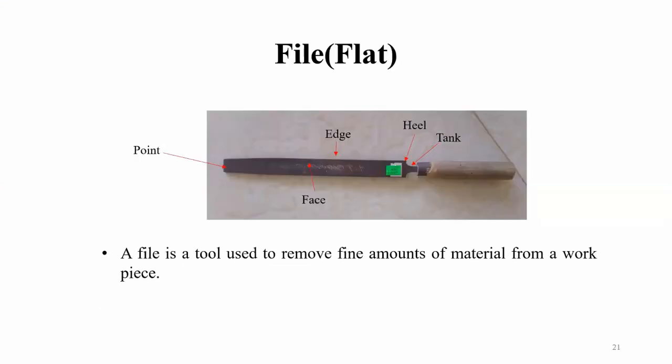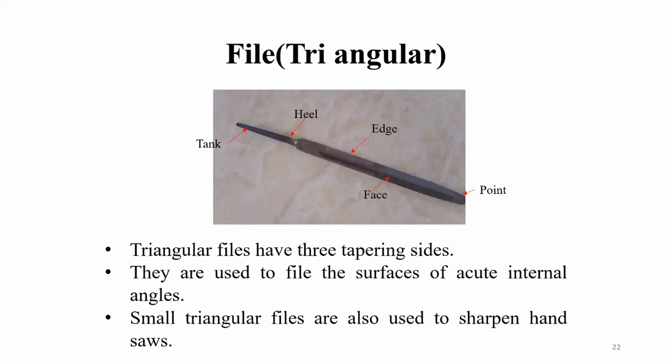And the other one is file. This file is normally used to smoothen the surface by removing a particular amount of material from a workpiece. This one can be utilized on wood as well as metals. And there are three types of files. One is flat, the other one is triangular, and the other one is circular or round.